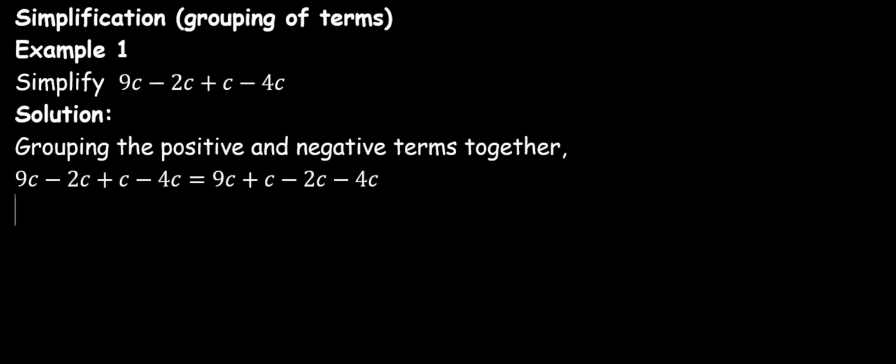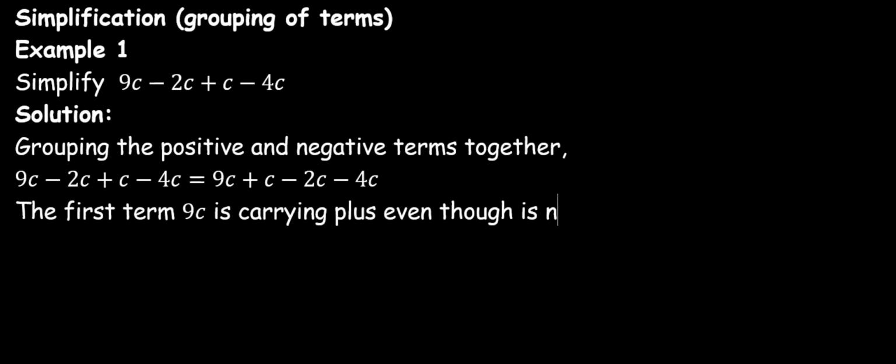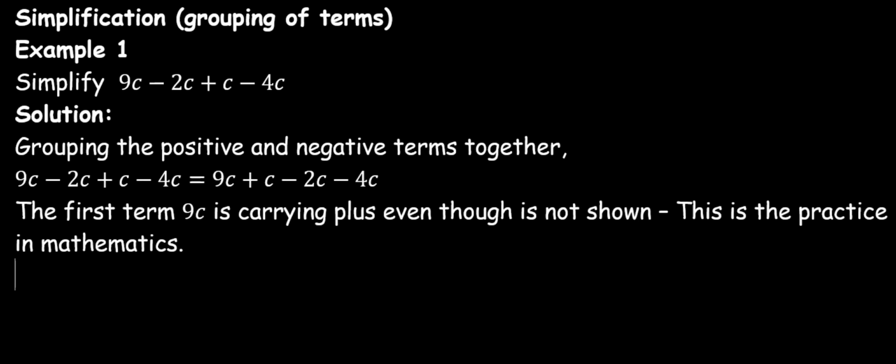What we have just done, we collected the ones that have the same signs together among the c's, the plus sign together and the minus sign together. The first term, 9c, is carrying plus, even though it is not shown. This is the practice in mathematics. Our solution will be equals to 10c minus 6c. What happened there? 9c plus c is 10c. Then minus 2c minus 4c is minus 6c, which is equals to 4c.